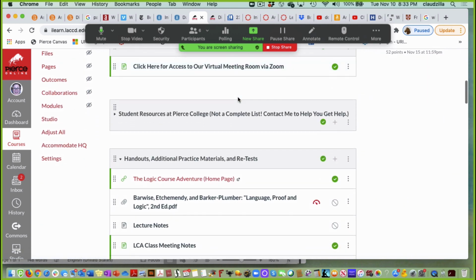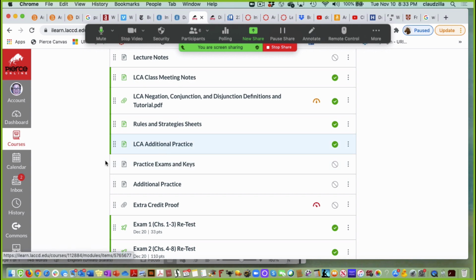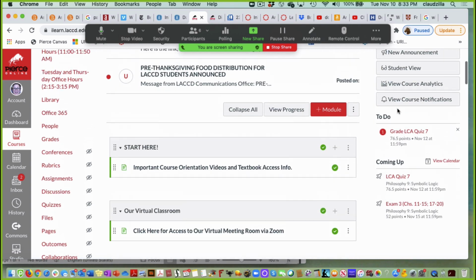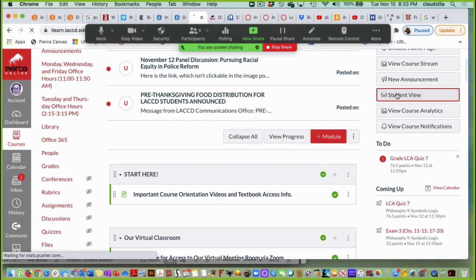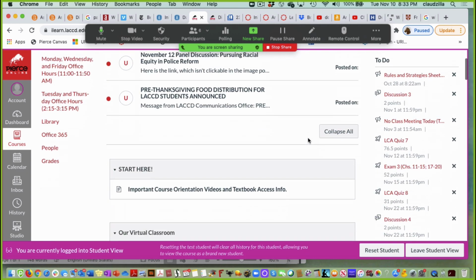And then the last thing is this. So, sorry, you know what I should have done so you don't have to see all the junk. There we go. Ta-da! Student view.